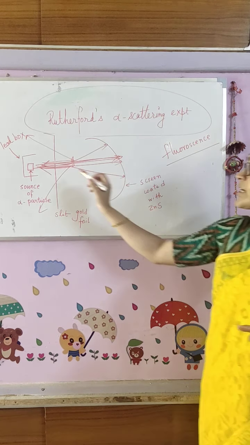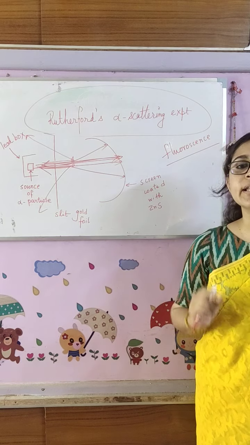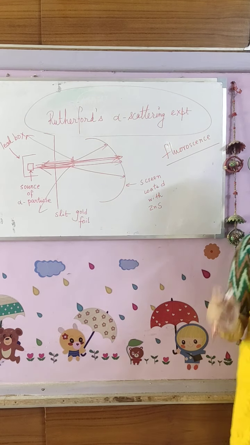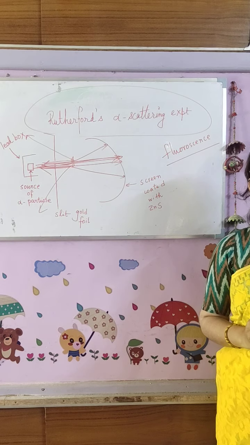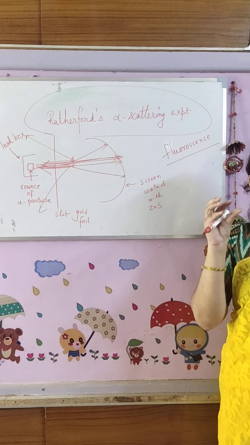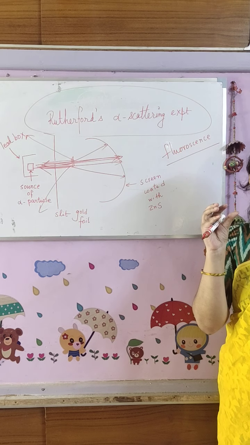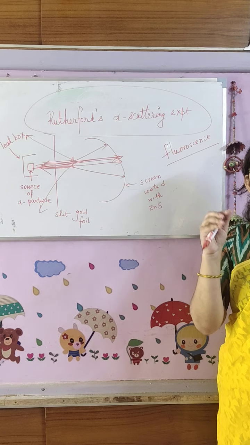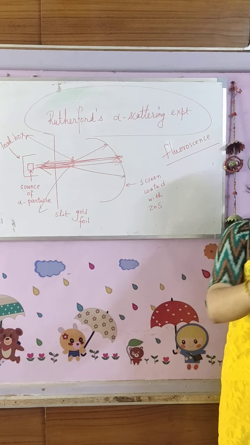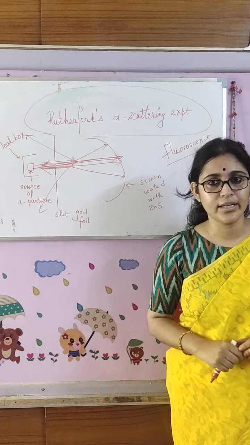So from the third point, that about 1 in 20,000 alpha particles came back totally, we can tell that inside the atom there is somewhere a place where a huge mass is concentrated. So huge that the alpha particles are coming back totally towards the same direction from where they started.